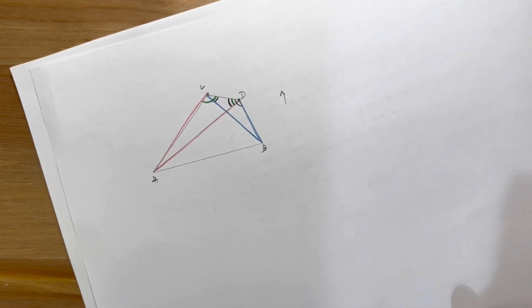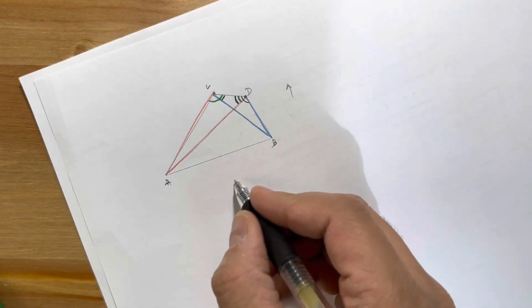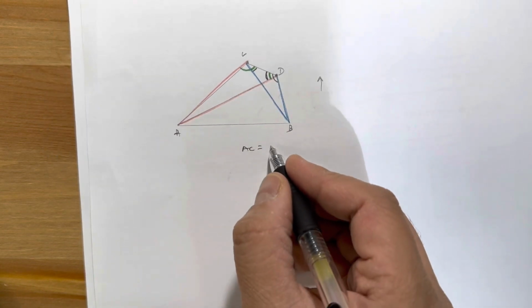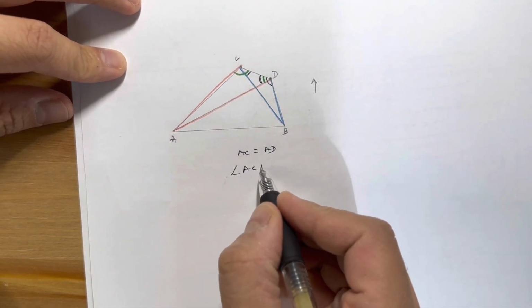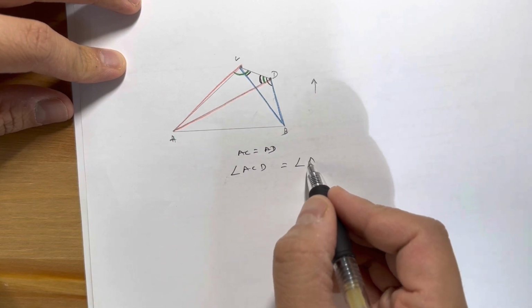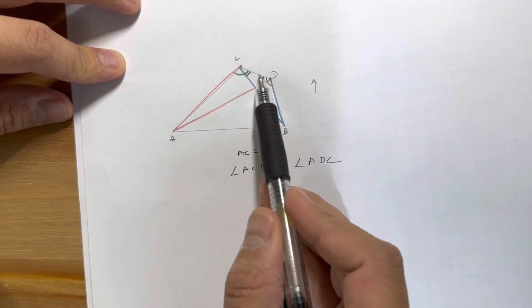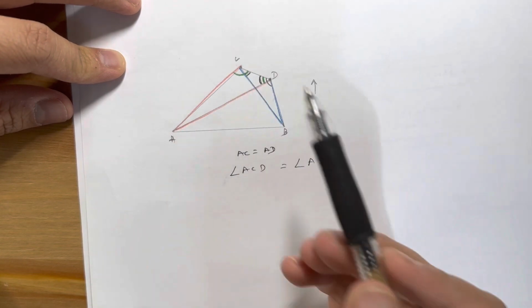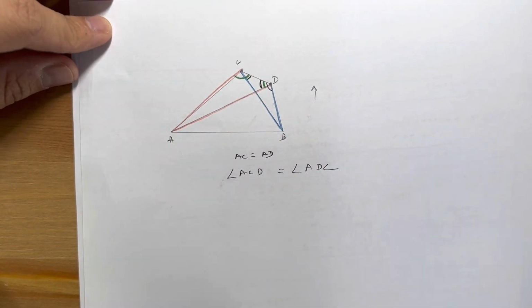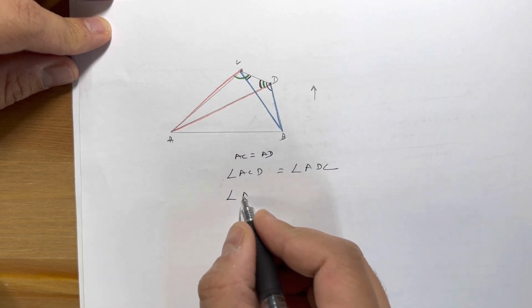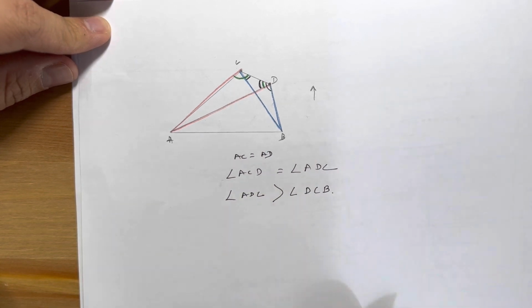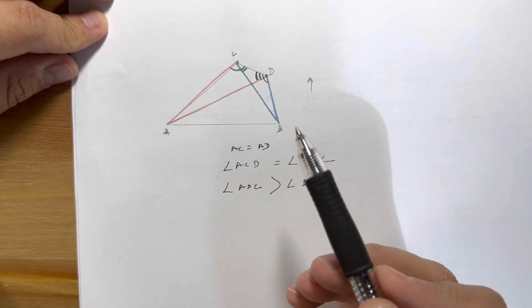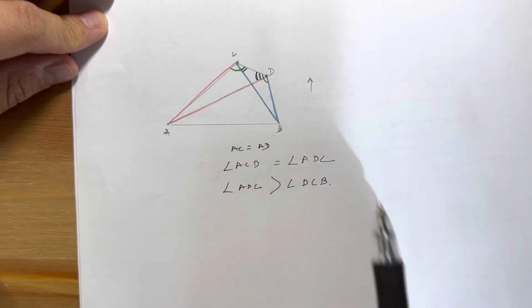So essentially he does that. So in terms of definitions, he says, since AC is equal to AD, angle ACD is also equal to angle ADC. That's the red isosceles triangle. Therefore, angle ADC is greater than angle DCB. Let's look at it. ADC is greater than DCB. This is what we were explaining, the black ones.